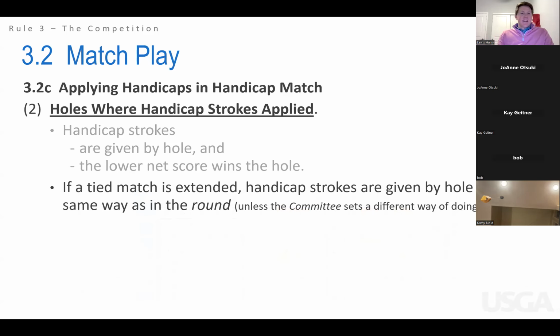When we have a tied match in net match play, handicap strokes are typically given out the same way as they were throughout your round. When we're continuing back on to holes we've already played, typically we're going to get those handicap strokes given out hole by hole, the same way throughout the round, unless the committee sets a different way of doing so.